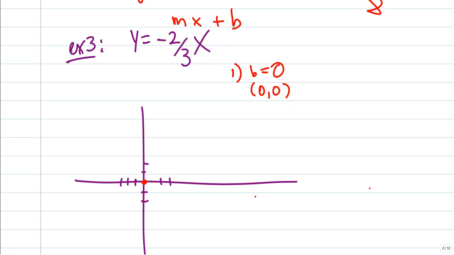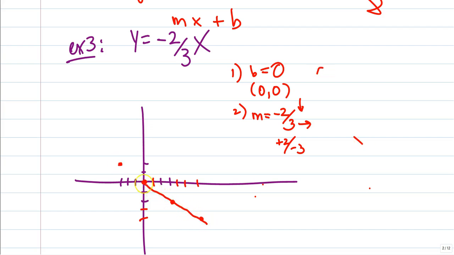Second, I use the slope. What is slope? Rise over run. So our m is negative 2 over 3. The rise is negative 2, which means it goes 2 down and 3 to the positive right. 2 down and 1, 2, 3 to the right. That continues a straight line. Or I could go positive 2 over negative 3, which would be up 2 and left 3. And that still fits along our straight line.